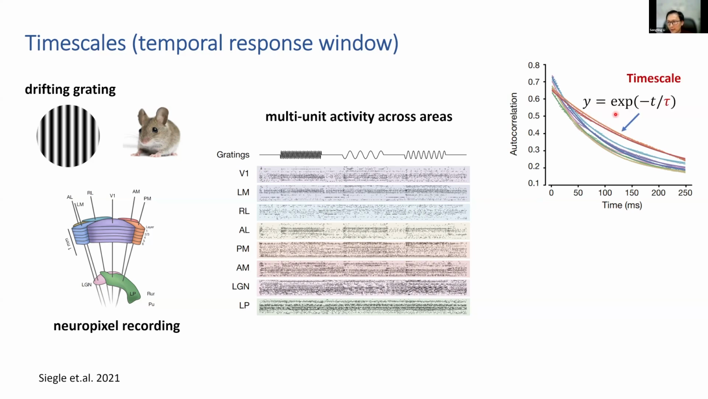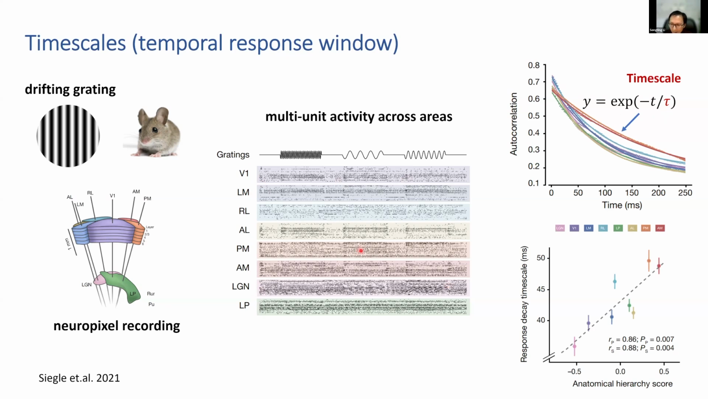If we fit this autocorrelation function with an exponential function, we can define the response timescale of each area's activity by using this decay rate tau. For each area, we can also assign a hierarchical number according to its position in the visual pathway. For example, V1 has the lowest hierarchy, and sorry, here LGN may be lower, and it will increase along the visual pathway. And then we can see that this timescale actually increases along this hierarchy.